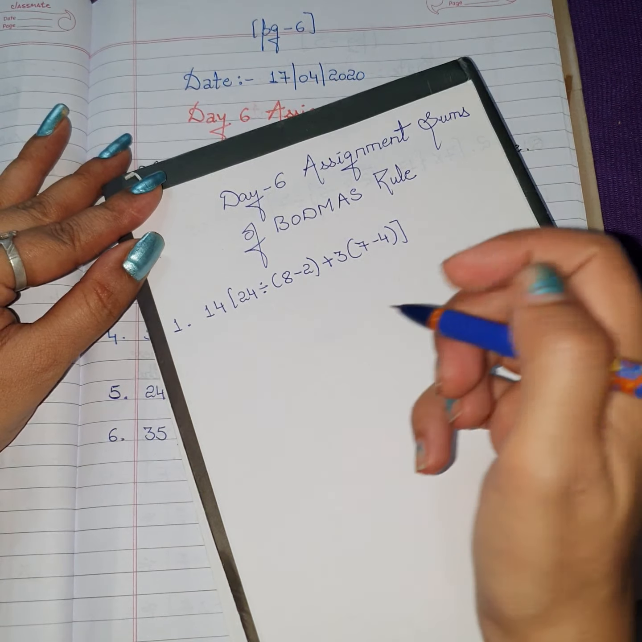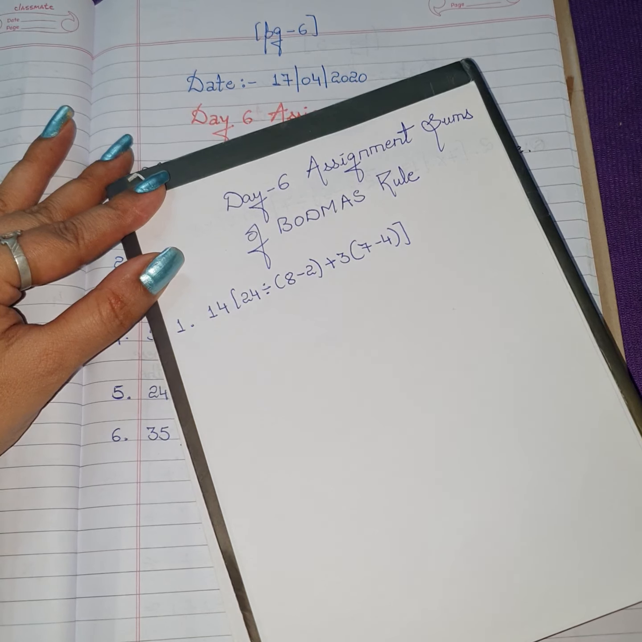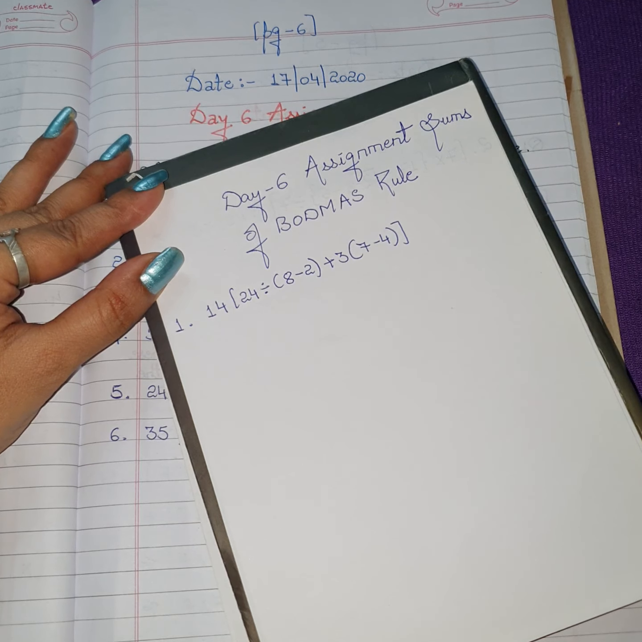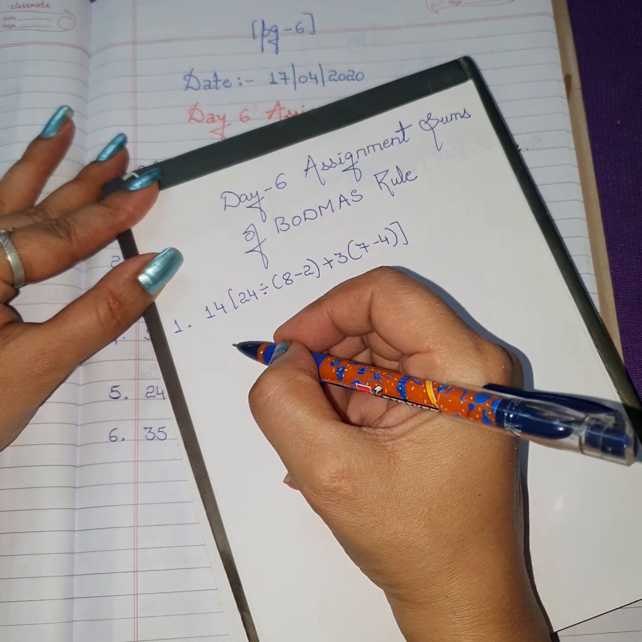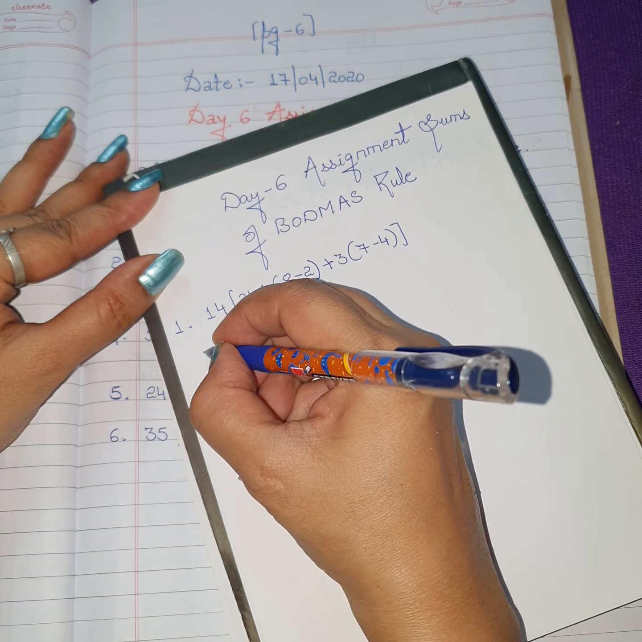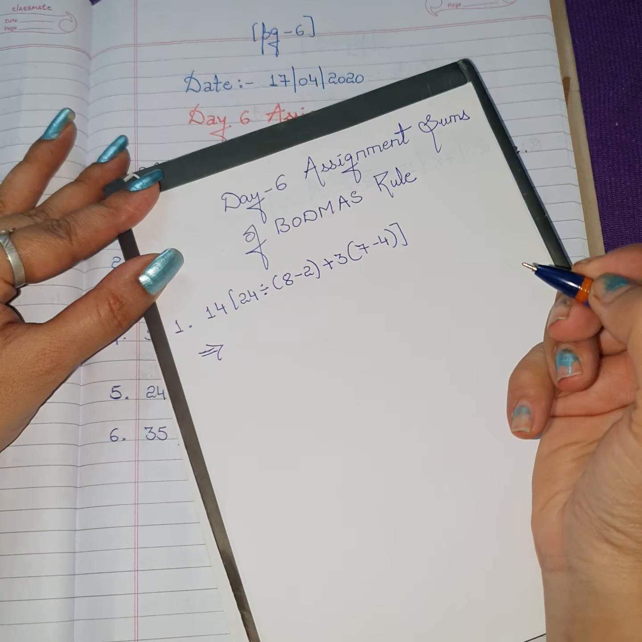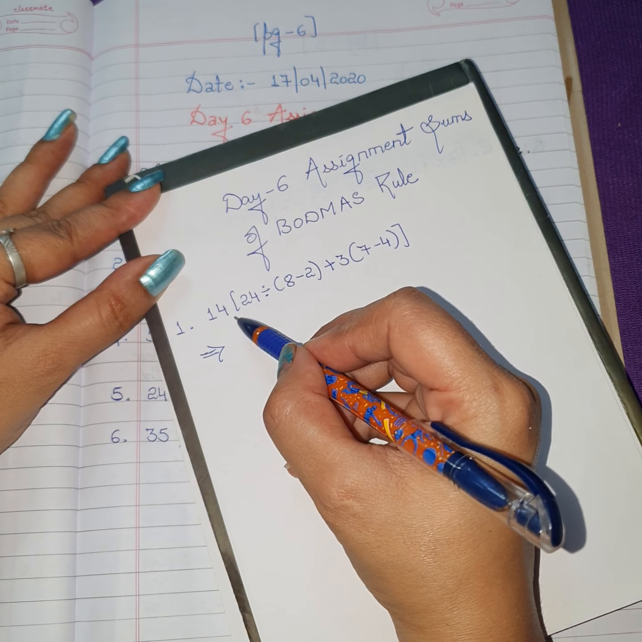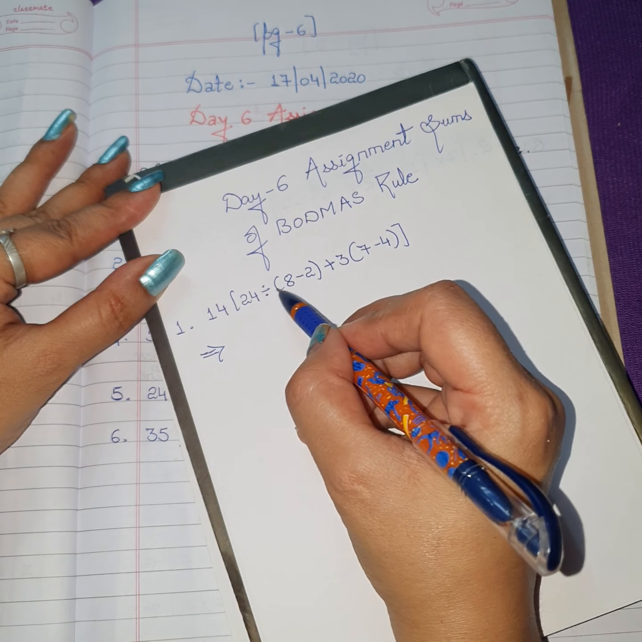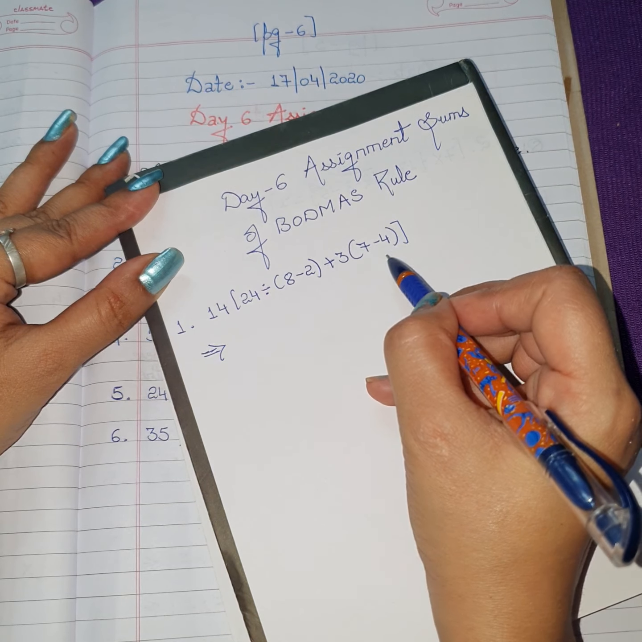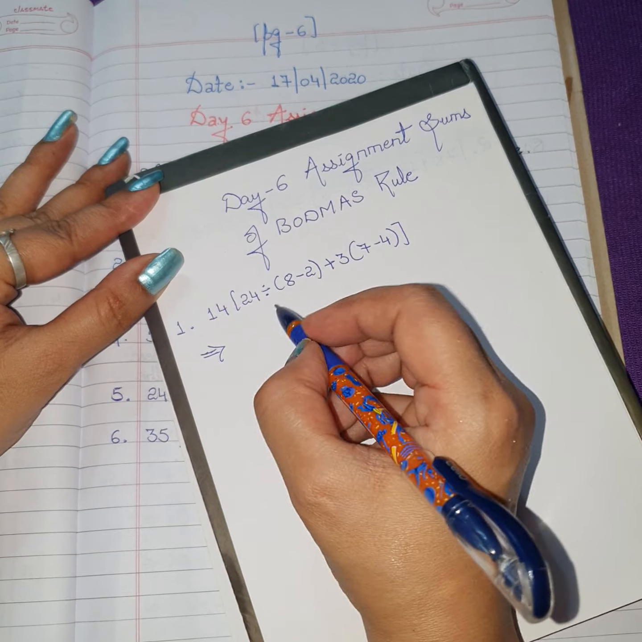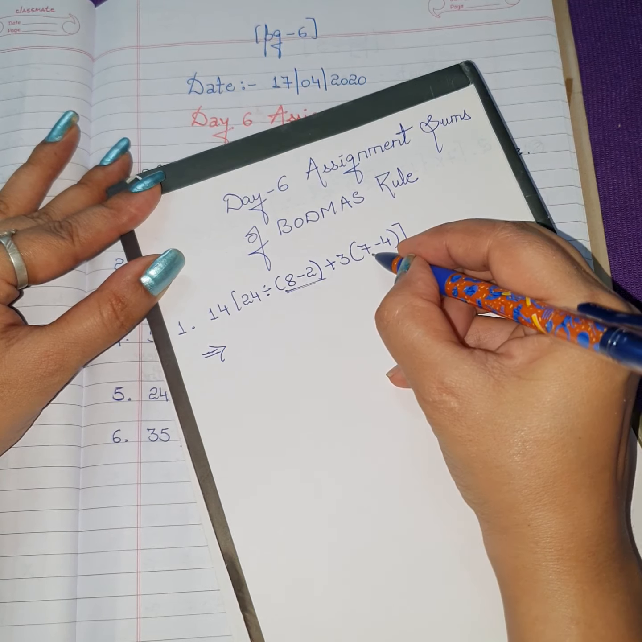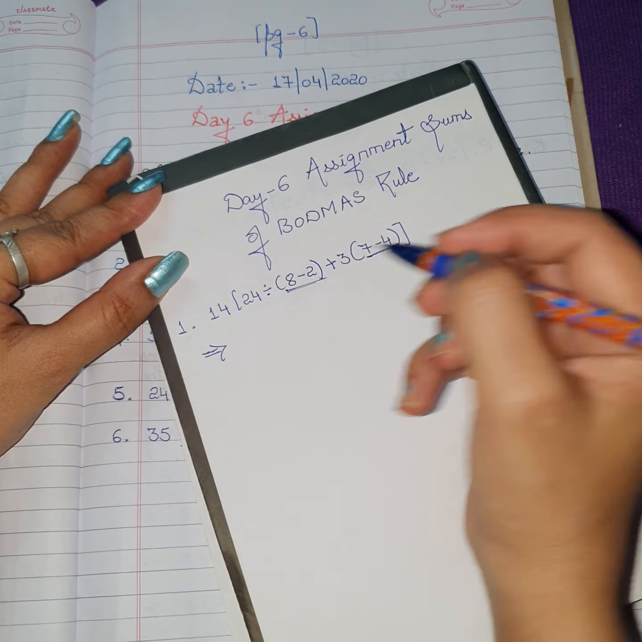So this is the very first question which I gave you yesterday in your assignment. See, we will start solving it. First of all, put this sign. Now as you can see, a big bracket is there, small brackets are there, and a curly bracket is not there. So first of all we will solve our small brackets. This is a small bracket and this is a small bracket, we will solve them firstly.